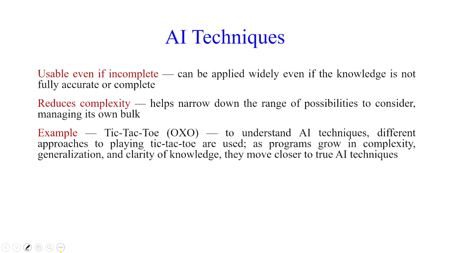different approaches of playing tic-tac-toe are used. So generally tic-tac-toe is a 3 cross 3 grid. Two players play with X or O. The goal is to get three of your symbols in a row. That's very simple, right?